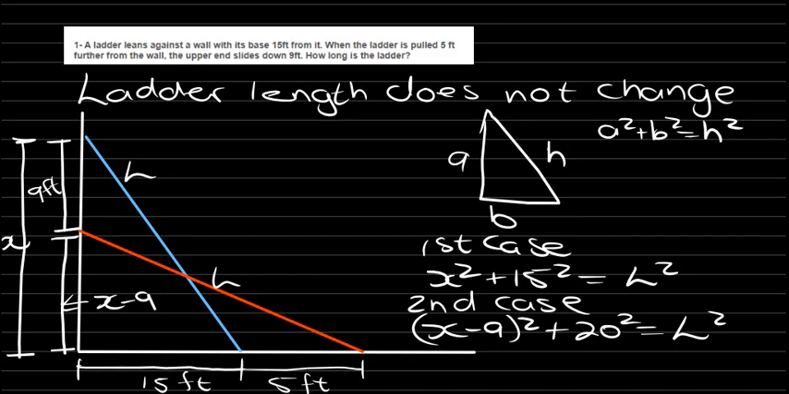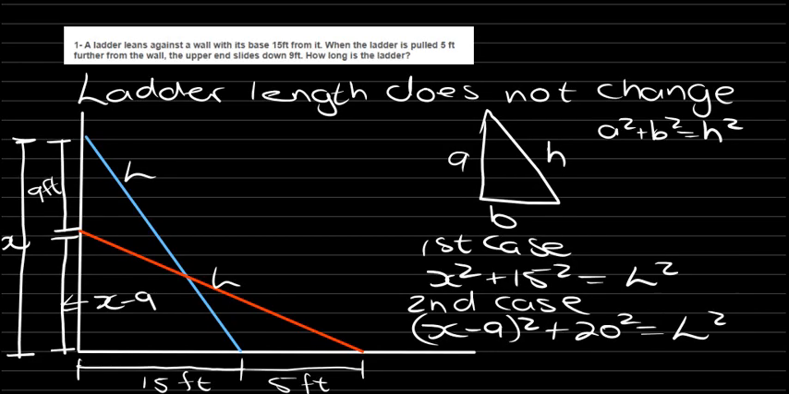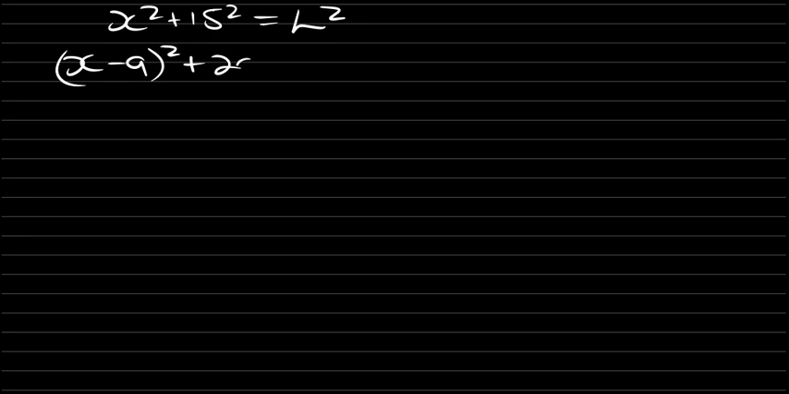Okay, so I'm going to add a page, and we're going to rewrite these equations. x squared plus 15 squared equals L squared, and then we have x minus 9 squared plus 20 squared equals L squared. Okay, so I'm going to work on the second equation.